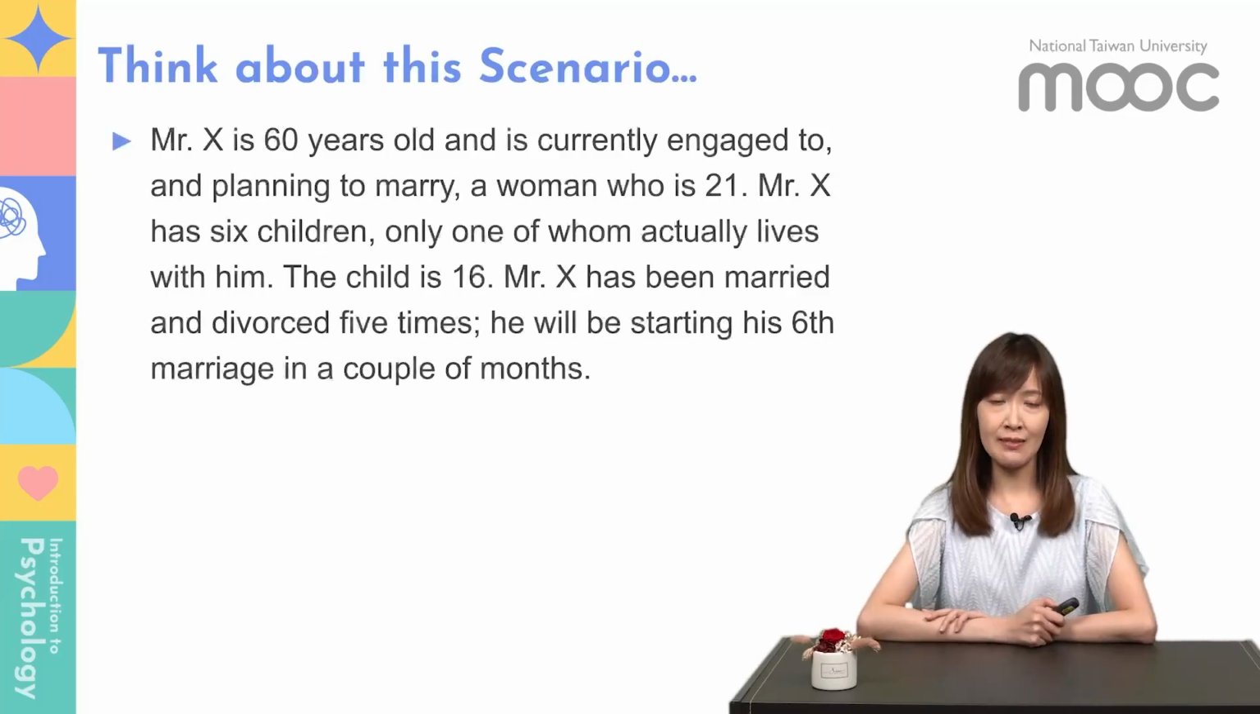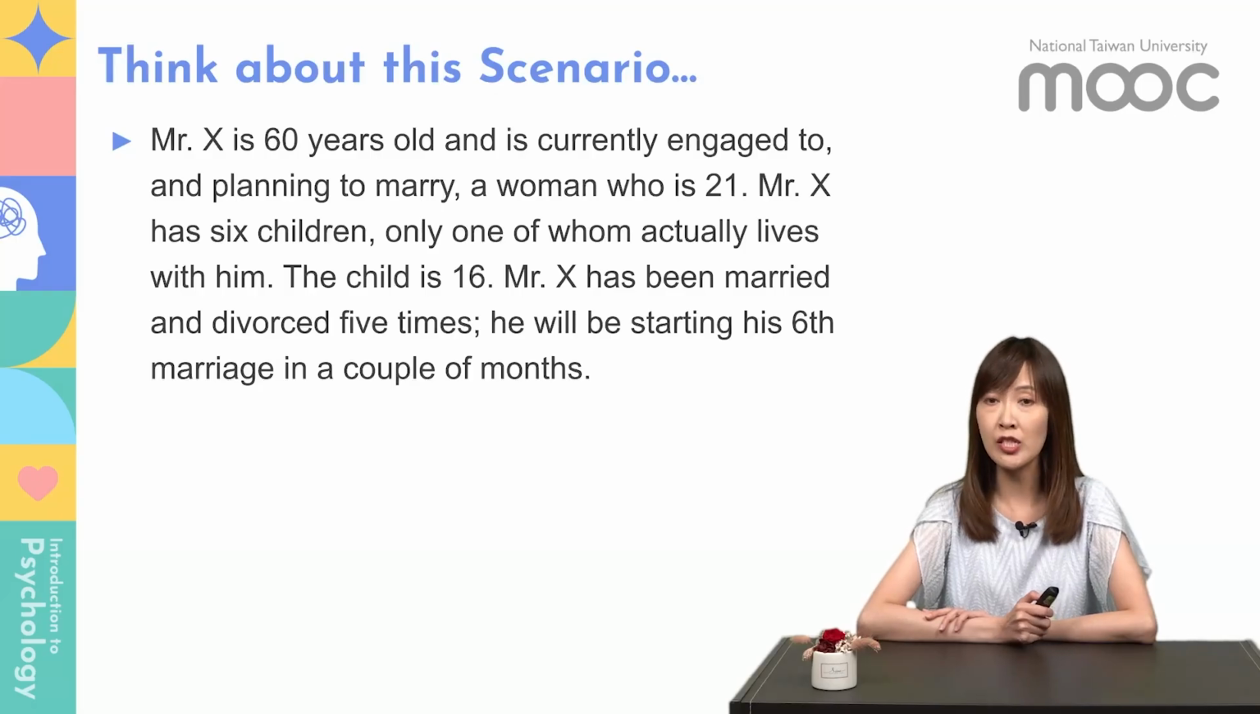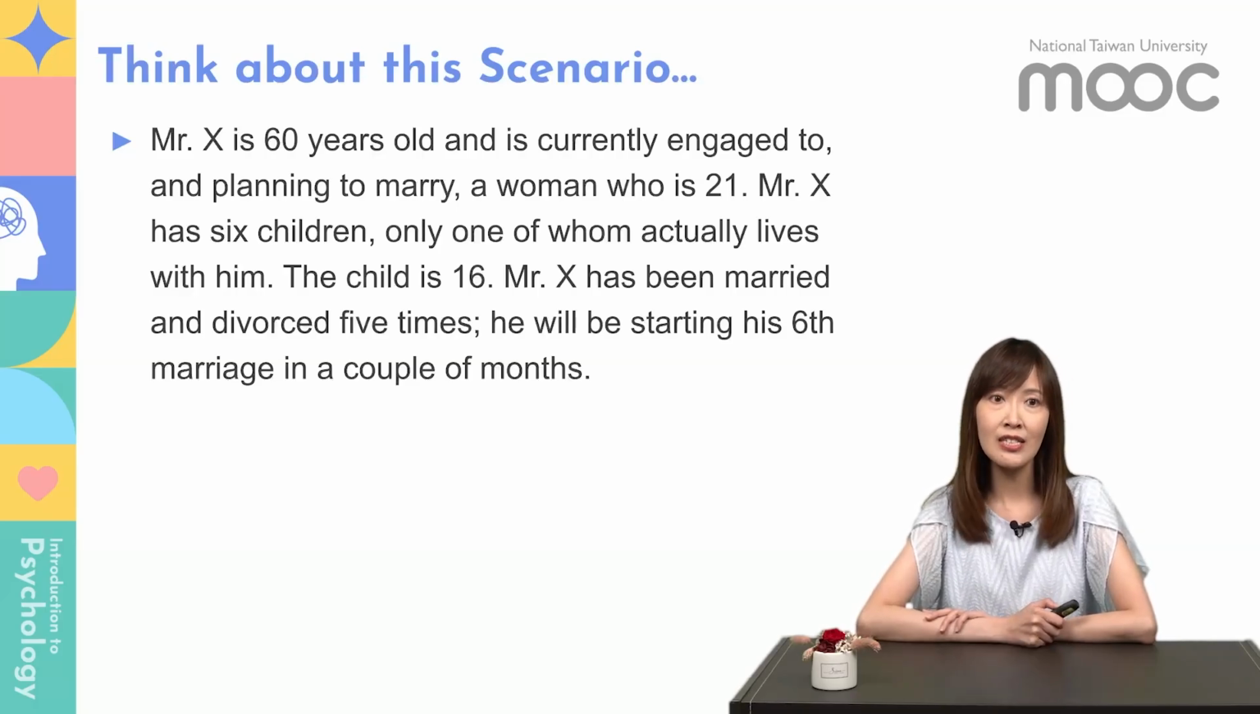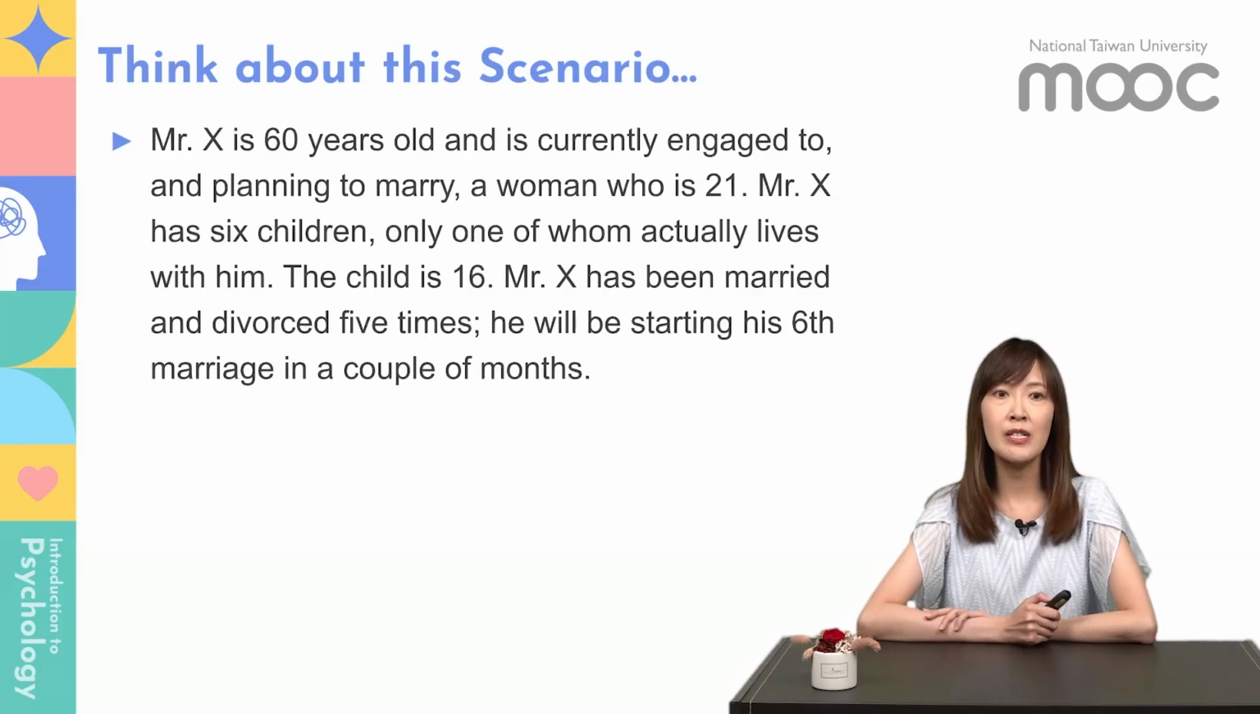So Mr. X, he's 60 years old and he's currently engaged to and planning to marry a woman who's just 21. Mr. X has 6 children, and only one of whom actually lives with him, and the child is 16 years old. Mr. X has been married and divorced 5 times, and he will be starting his 6th marriage in a couple of months. So what do you think?